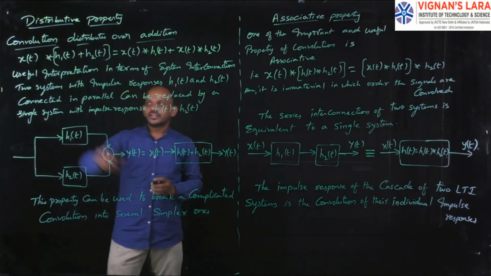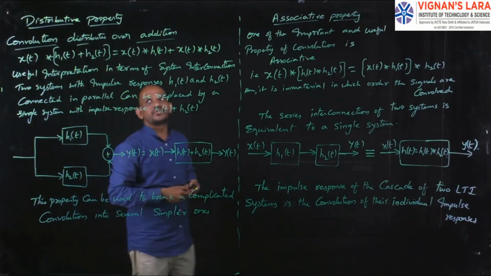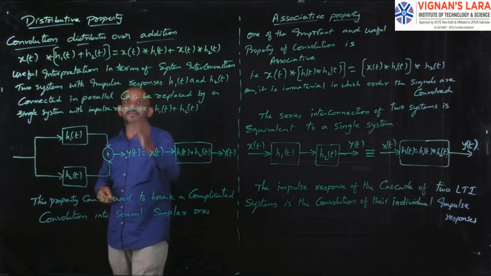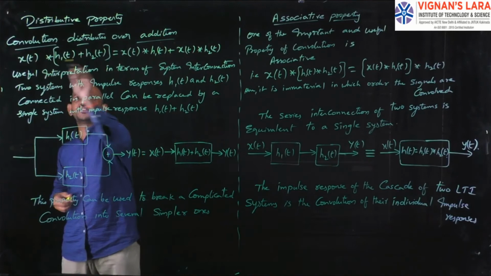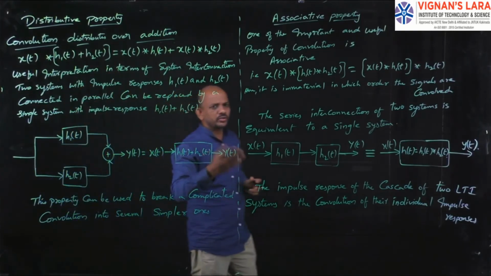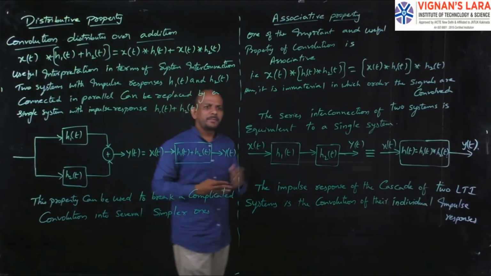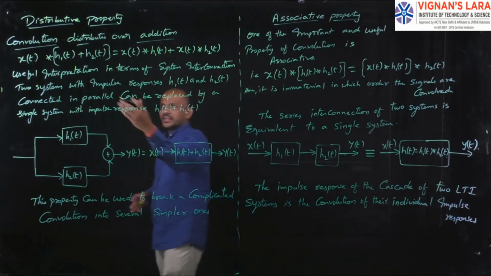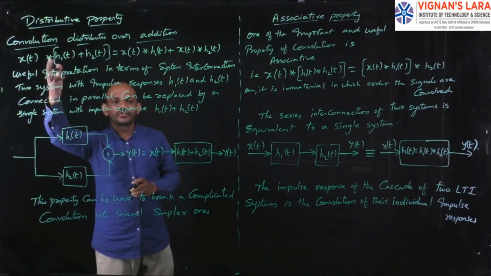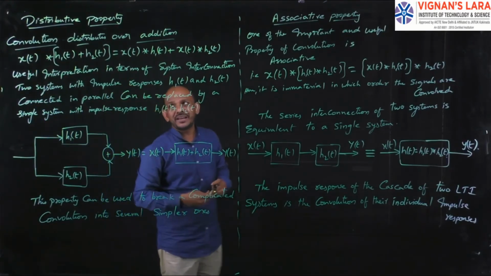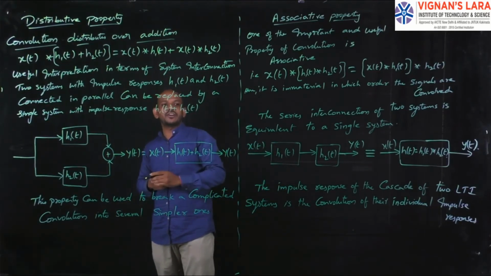That is, x of t, the input signal, convolution of h1 of t plus h2 of t will be equal to x of t convolution h1 of t plus x of t convolution h2 of t. We already know the distributive property: a into b plus c will be equal to a into b plus a into c. In the same way, the convolution distributes over addition.